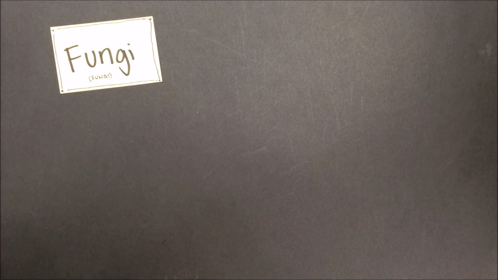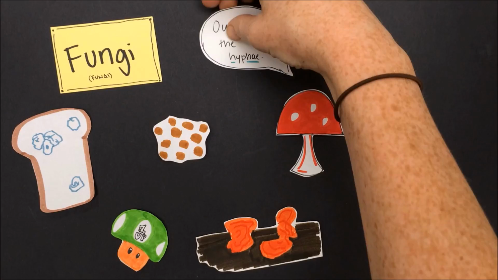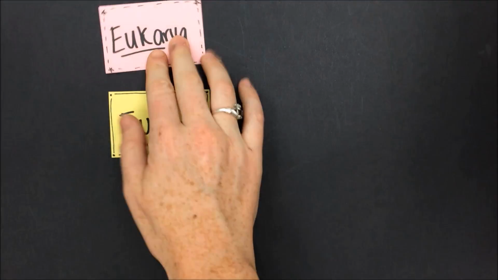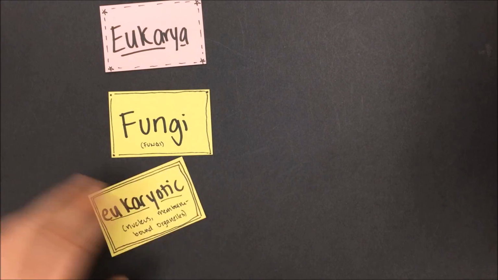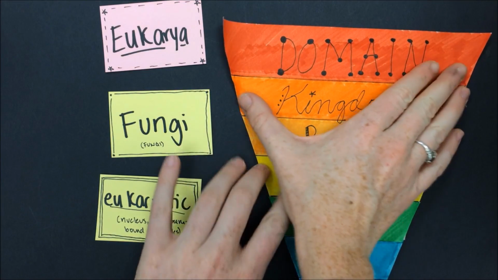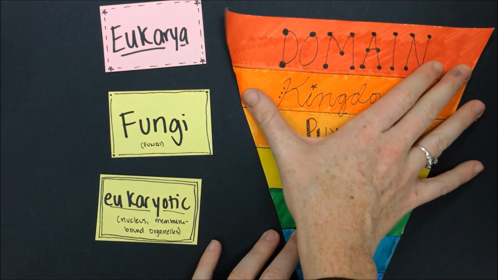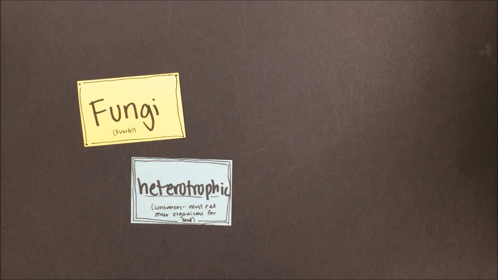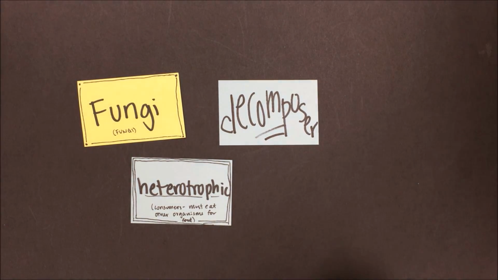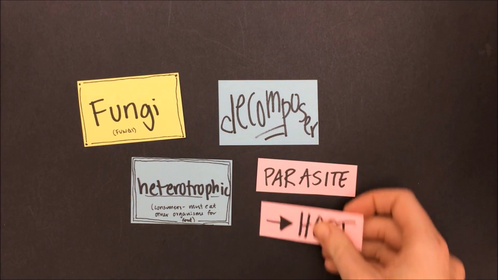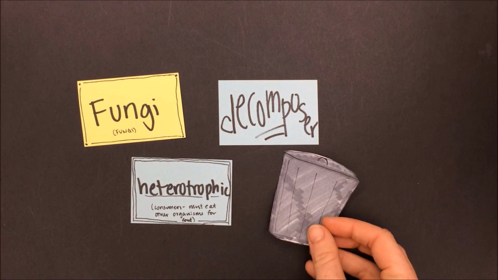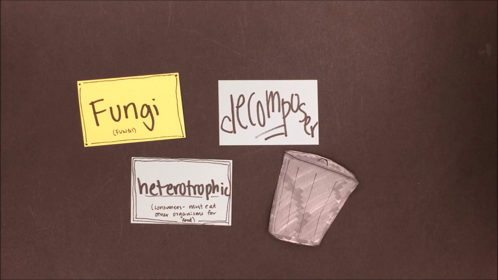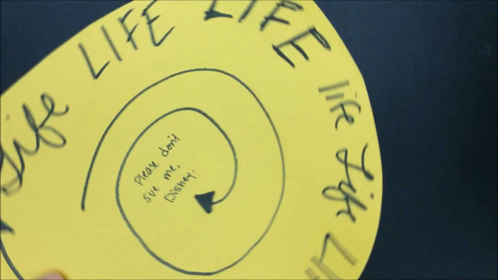Let's start by talking about fungi. Organisms in the kingdom fungi are part of the domain Eukarya. This means that all of their cells are eukaryotic, containing a nucleus and membrane-bound organelles. Fungi are heterotrophs, meaning that they cannot make their own food, and the role that they play in the ecosystem is usually that of the decomposer, although sometimes they can be parasites to a host. As decomposers, fungi help break down dead matter and return it to the cycles of nature.